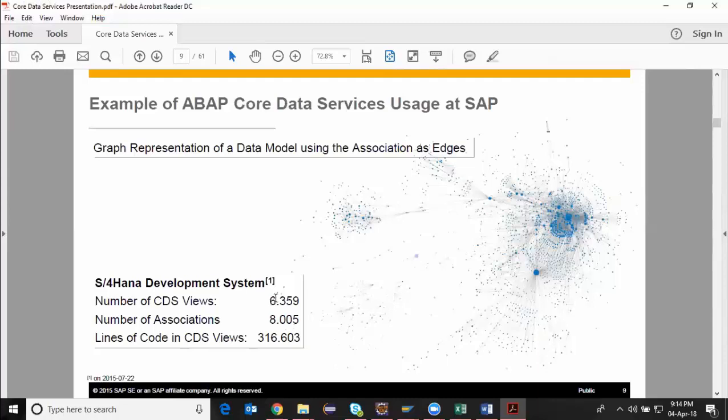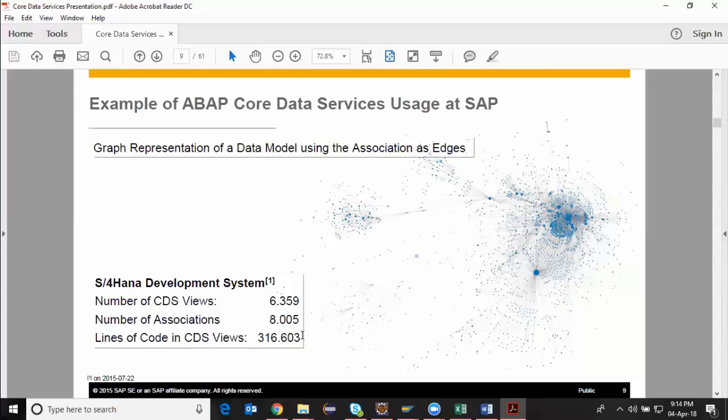I'll show you how I check these views. And the number of associations, which are like joins, is 8,005. You can reuse those joins. Generally when you're working in SQL, you can only perform the join, but you cannot reuse that join anywhere else. But if you build an association, which is kind of a join, then you can reuse that association in further views. That's the difference between a join and an association, but both do the same thing.